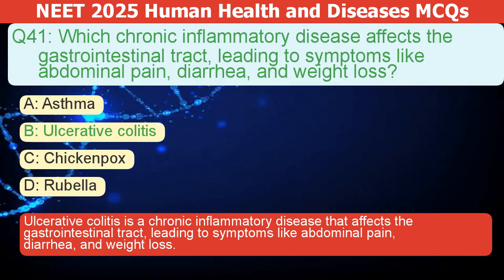The correct answer is B. Ulcerative colitis is a chronic inflammatory disease that affects the gastrointestinal tract, leading to symptoms like abdominal pain, diarrhea, and weight loss.